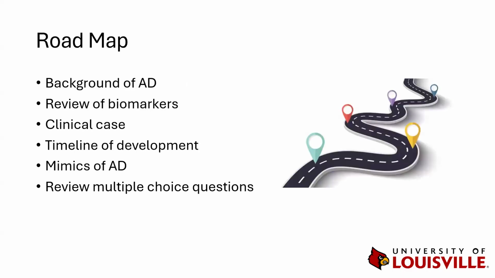Here's a brief roadmap of the order of things that we'd like to discuss. We'll start off with a background of Alzheimer's disease, review the biomarkers, what they are and what we can use them for, a brief clinical case, a timeline of the development of some of these markers, a review of some of the mimics of Alzheimer's disease, and a few multiple choice questions at the end.